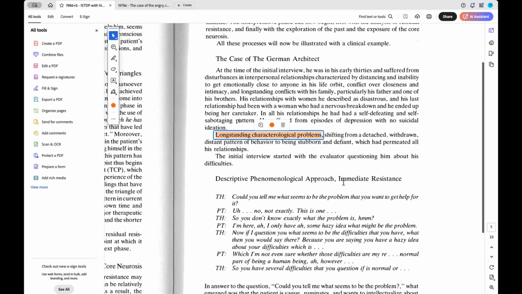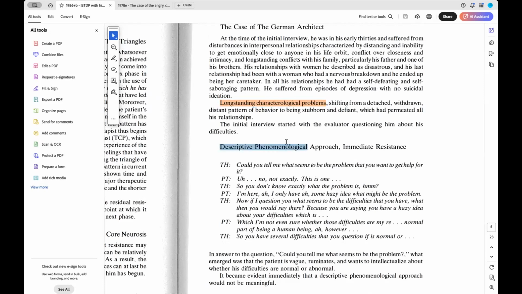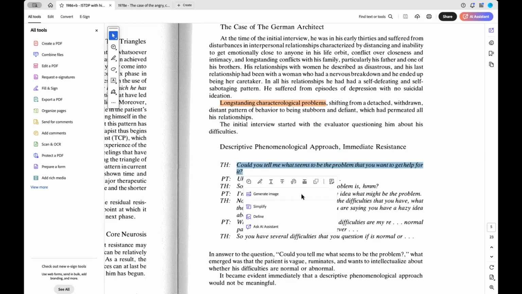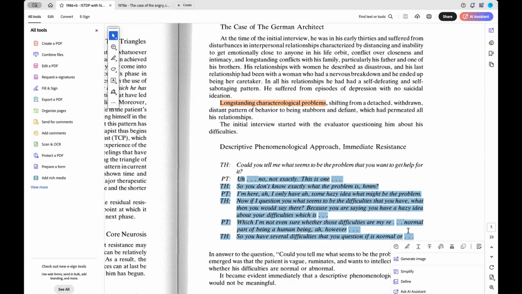But here we are again on page 115. Descriptive phenomenological approach, immediate resistance. And that means that the phase of inquiry is not possible because the patient is too resistant. For starters, Davanloo says, could you tell me what seems to be the problem that you want to get help for? And as you can see down here, the patient has a hard time answering.